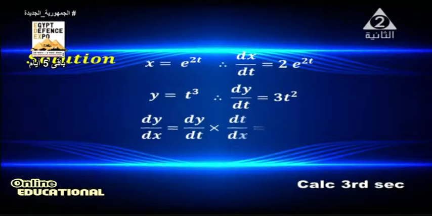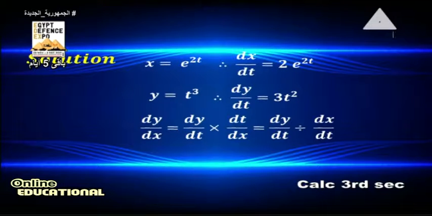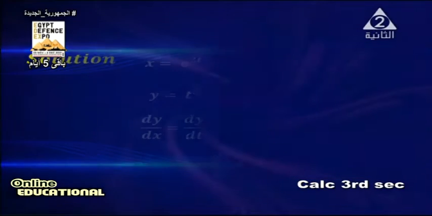Now dy/dx equals dy/dt times dt/dx by using the chain rule, or dy/dx equals dy/dt divided by dx/dt by using the parametric differentiation rule. Then dy/dx equals 3t power 2 divided by 2e power 2t, which is the derivative of y with respect to x. Now we can deduce the following rule.